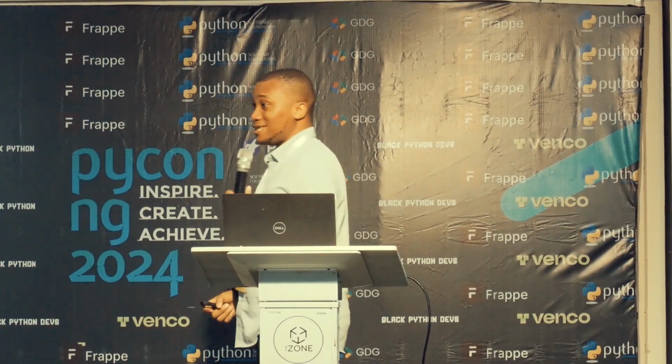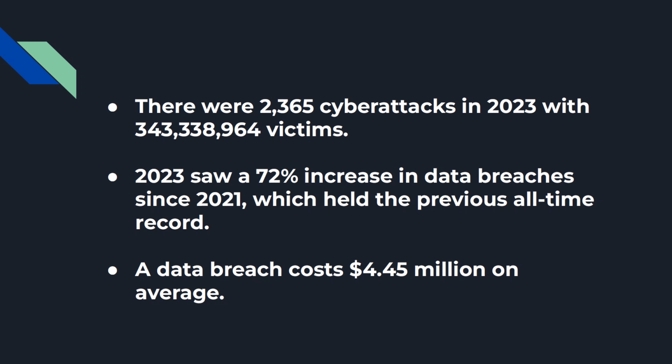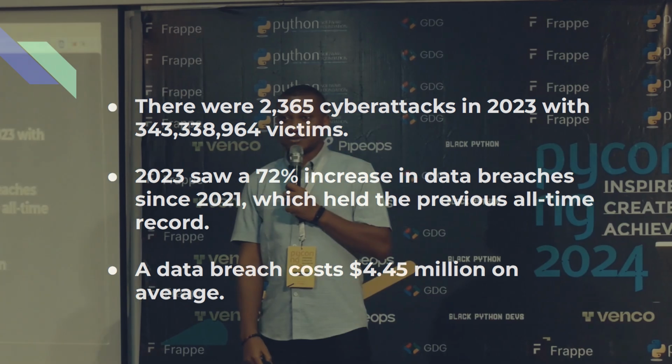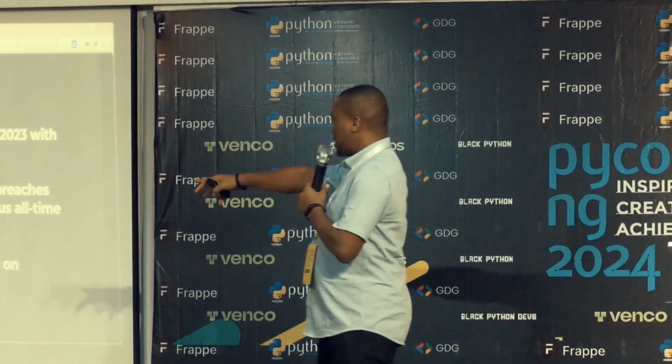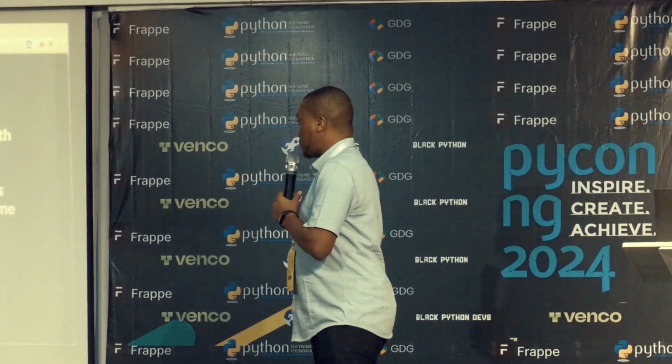Last year there were about 2,300 cyber attacks with more than 343 million victims worldwide. That's a lot of numbers. In 2023, there was a 72% increase in data breaches. And of course, that's one of the reasons why your NIN and BVN are everywhere right now. Data breaches cost about 4.4 million on average. That was last year.